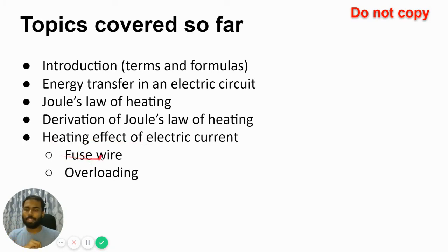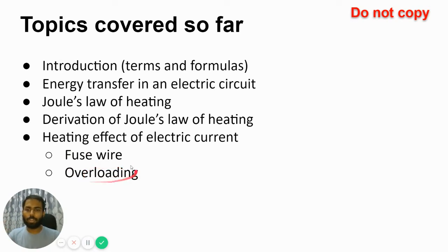One was the fuse wire. If a lot of current is flowing through the wires of your home, then it can catch fire. To avoid that, we put a fuse wire. If a lot of current flows through the fuse wire, it is going to melt and stop the flow of current, and hence no fire will be caught at your house.